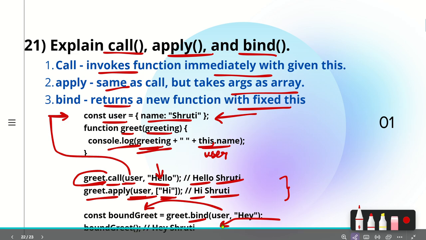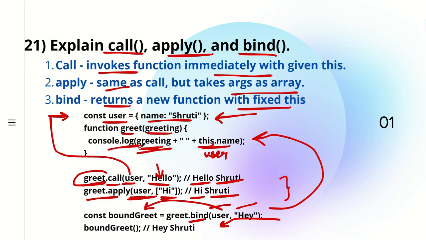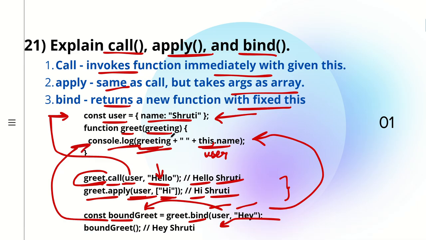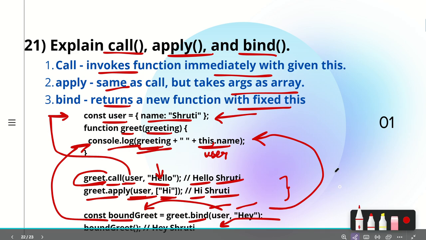So it is the same syntax, same logic: in bind you are writing a context, that user is the object, it is the context, and hey is the greeting. It calls the greet function and returns a function. Basically the first function will be returned, so boundGreet is that function. This function points to greet, in which you are passing the context as user and the greeting as hey. So hey Shruti is printed.